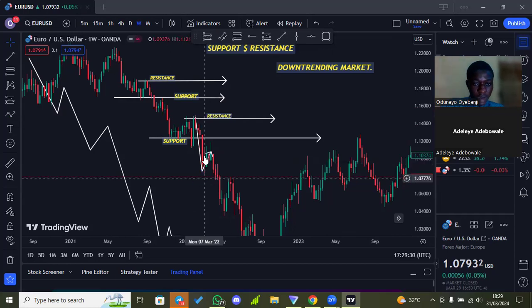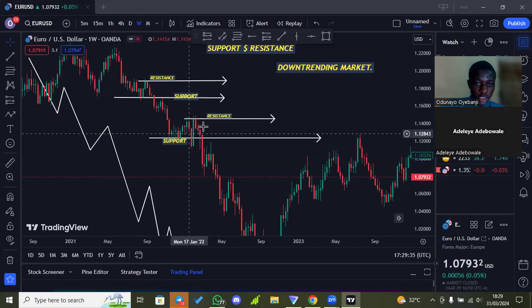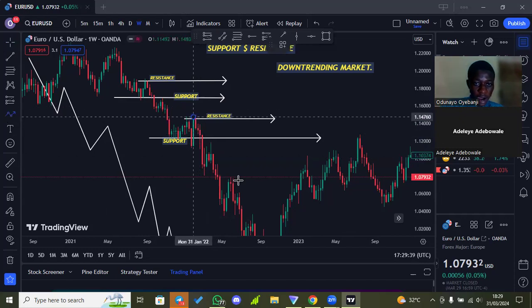What do you say? The market came downwards. Do you hear that? After touching this point, let me illustrate it. After touching this point, the market came down. Are you following me? It came down and stopped here. Then it went back up right here before dropping again.